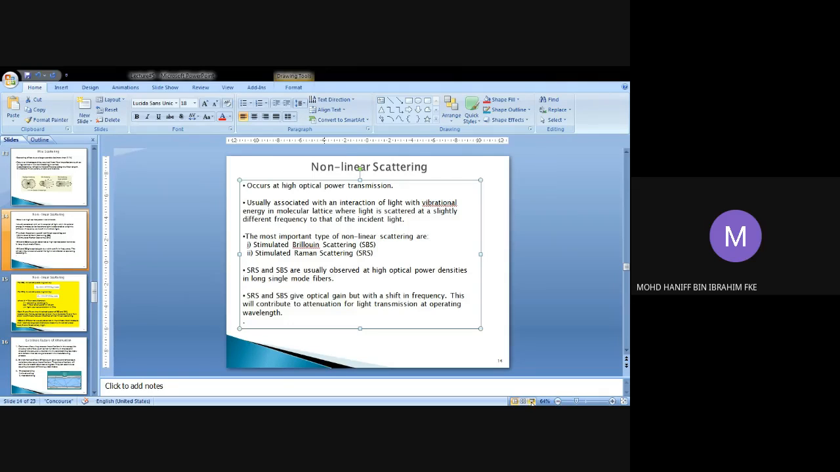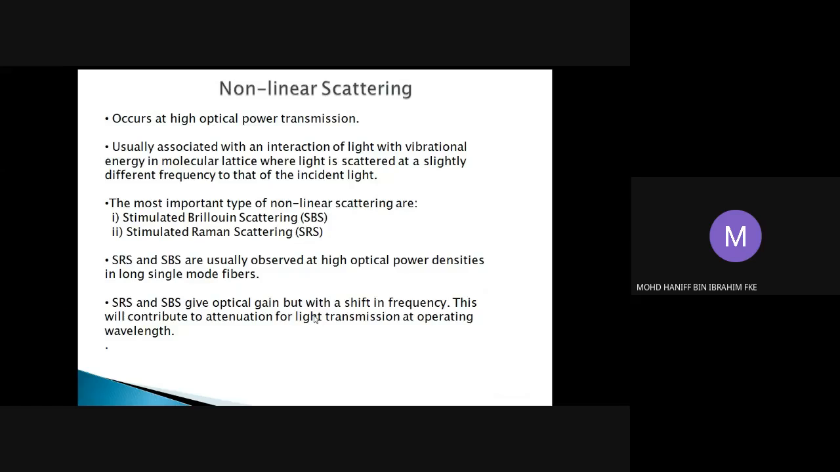There are two types of linear scattering effect. The first one is Rayleigh scattering, which is particularly due to a small size of impurities or inhomogeneities. And the second type is Mie scattering, which is due to larger size of impurities.